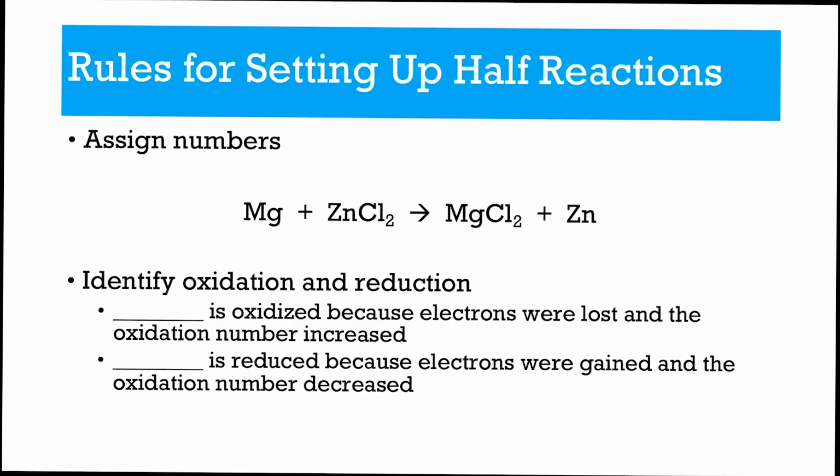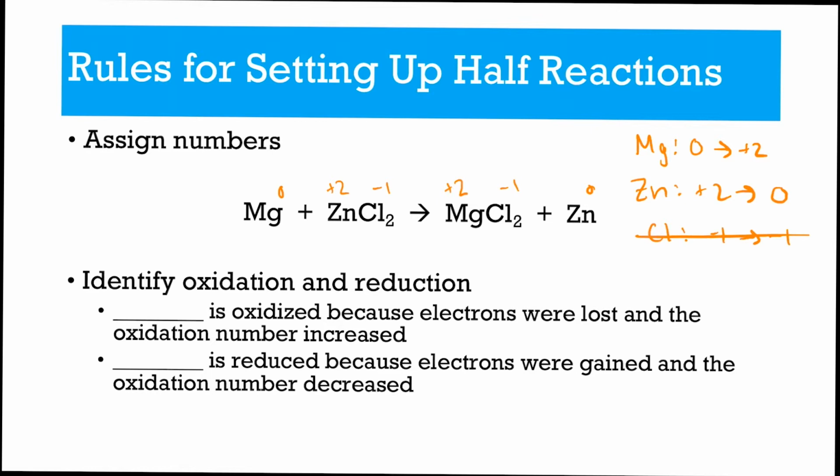So when we're setting up half reactions, here is a chemical reaction, and we want to write half reactions for it. Your first step is to assign oxidation numbers. So I'm just going to go through this really quickly. If this still confuses you, go back to the oxidation number video. So anything by itself is 0. Cl is minus 1, and zinc is going to be positive 2. Chlorine is minus 1, magnesium is positive 2. So those are your oxidation numbers. So if we look at each element, Mg is going from 0 to positive 2. Zn is going from positive 2 to 0. And chlorine is going from negative 1 to negative 1. So chlorine doesn't change at all.